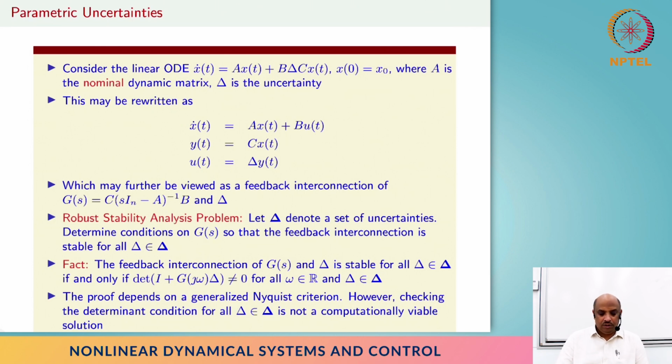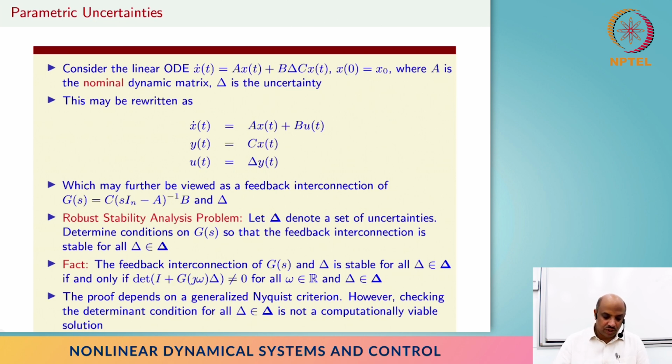So we are asking to check the determinant of I plus G times delta, taking those two matrices G of S and delta, for all values of omega and also for all values of delta. So how many elements are there in this delta? Probably infinite, and then omega infinite. So this can never be a computational method to check. It's impossible, just like our basic epsilon-delta definition of stability, right? So therefore this is not a good criterion.